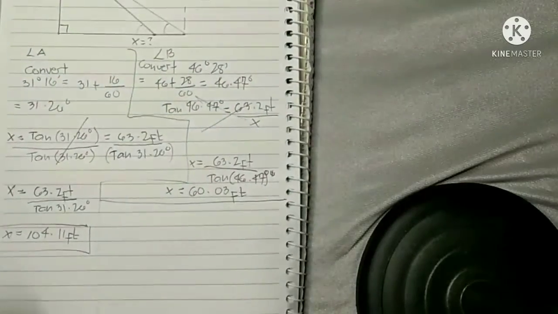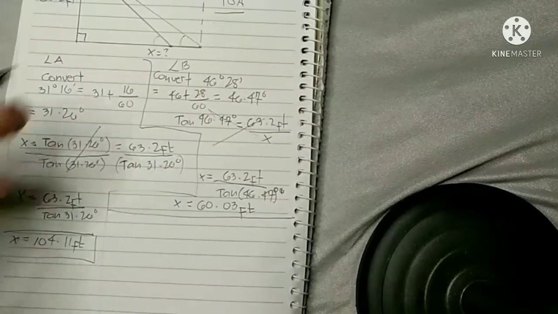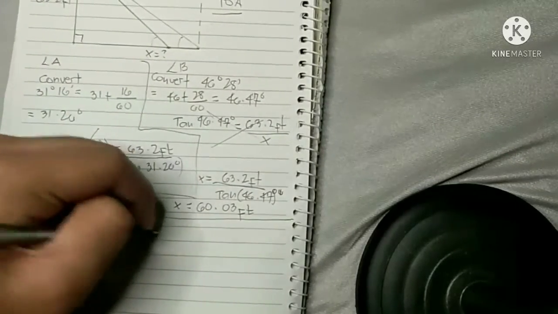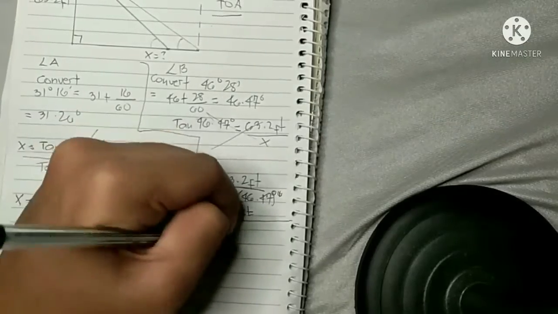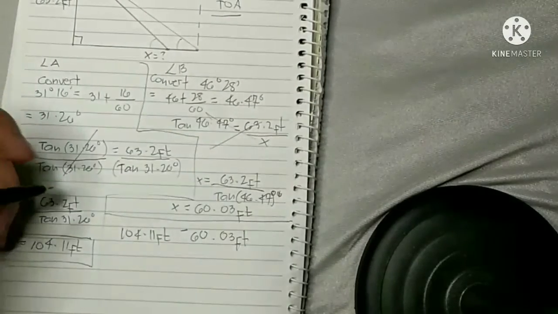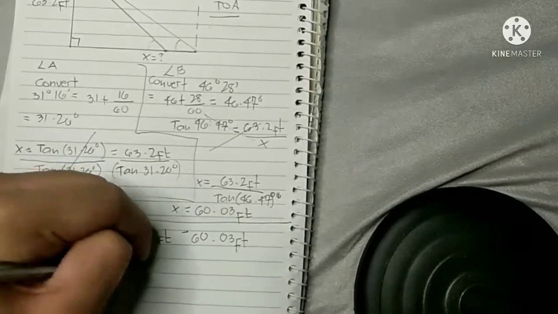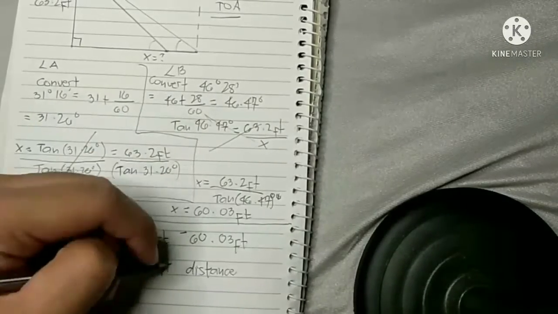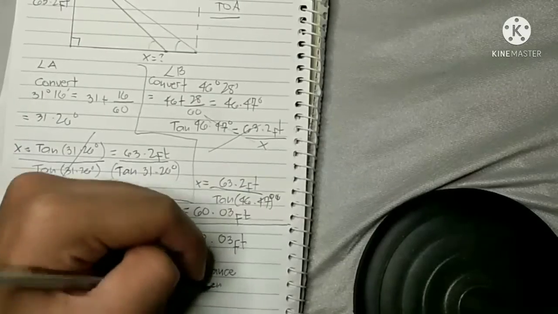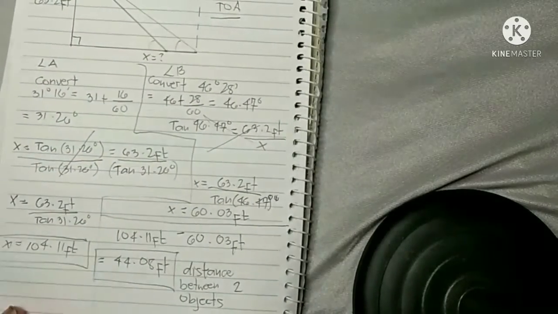So our x equals 60.03 feet. Since we have our two adjacents, we can now solve for the distance between our two objects. To do that, we can subtract the two of them. So 104.11 feet minus 60.03 feet, and we will get 44.08 feet, which is the distance between our two objects.